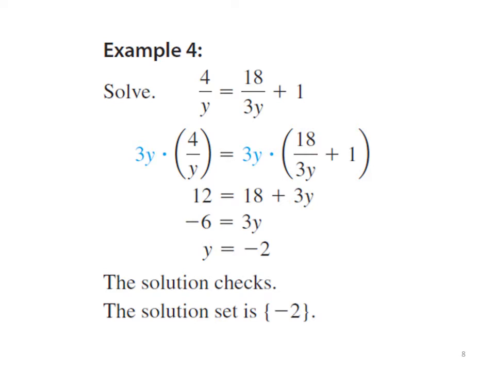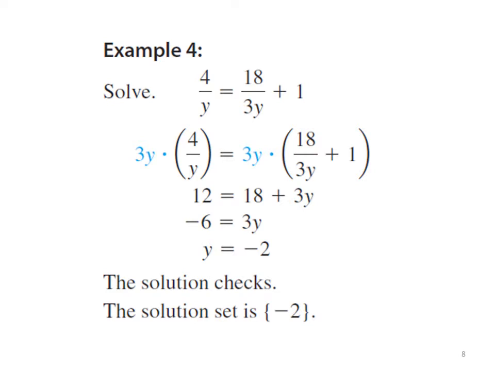Now for the left-hand side, if you divide by the common factor, and just cancel the common factor, you end up with 3. The y from 3y cancels with the y in the denominator. You're left with 3 times 4, which is 12. That's the left-hand side. For the right-hand side, you have to multiply 3y by 18 over 3y, and also multiply it by 1. 3y times 18 over 3y, if you cancel the 3y, you are left with 18. 3y times 1 is just 3y.